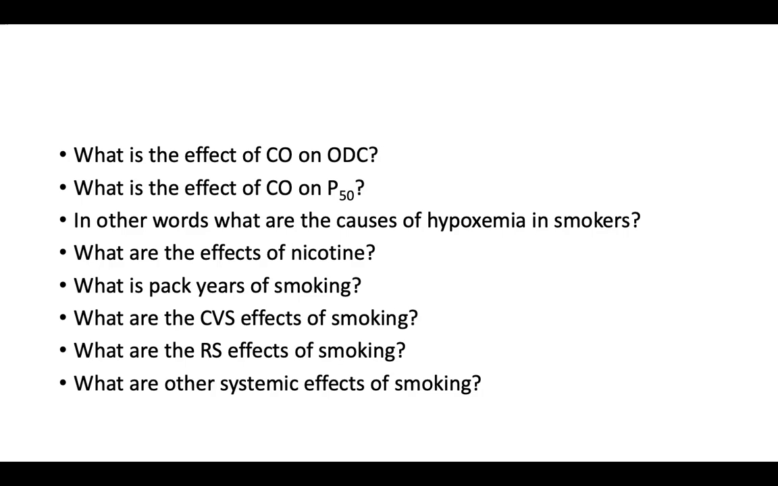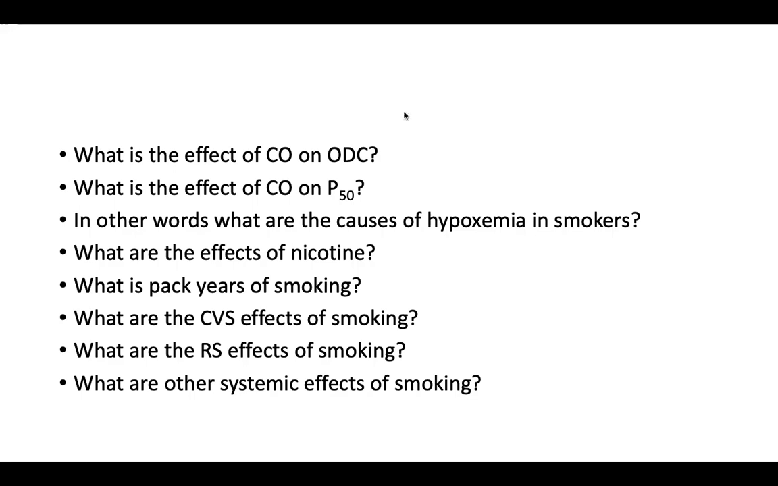Smoking increases the acid secretion in the stomach. So on one side it relaxes the sphincter, on the other side it increases the acid secretion and the gastric volume. So that means there are increased chances of aspiration during induction. And smoking causes increased postoperative nausea and vomiting. So these are some of the other system effects of smoking.